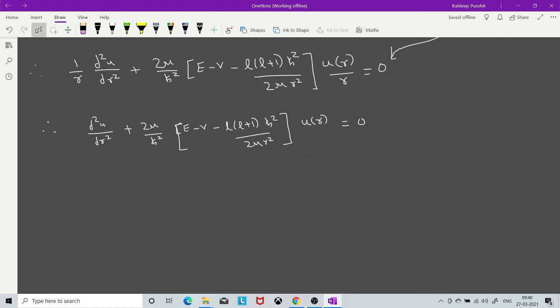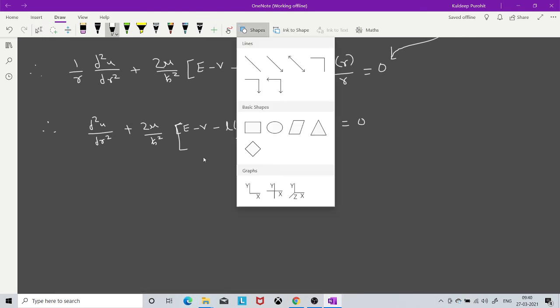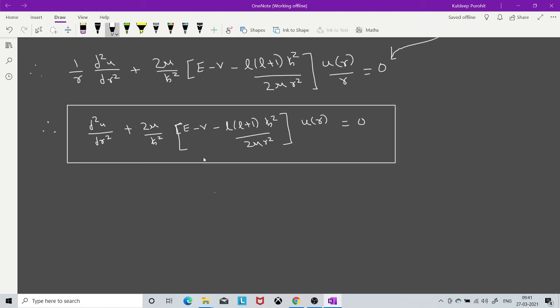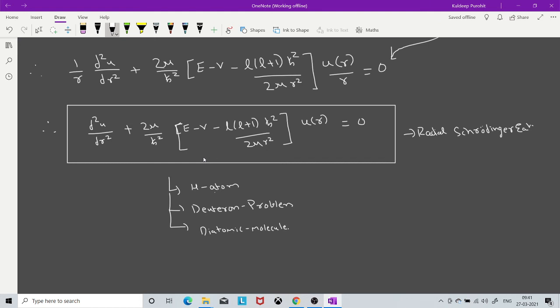This is a very important equation known as the radial Schrödinger equation, and this is the main equation of this theory. Not only the hydrogen atom, but you can solve many problems using this equation. You can solve the hydrogen atom, you can solve the deuteron problem, you can solve the diatomic molecule. So you can solve a lot of problems using this equation, and we will be continuing our discussion in the next lecture with this.